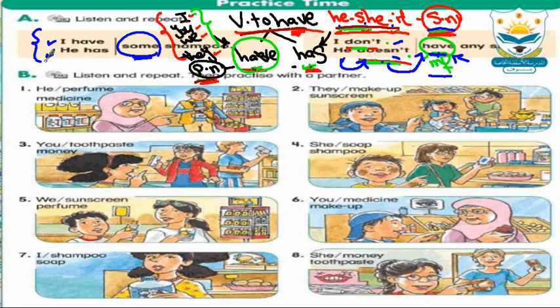Another example: it says I don't have. Why should we use don't? Because there is I. And we said don't, we use it with I, you, we, they, or any plural noun. But doesn't, we use it with he, she, it, or any singular noun. He doesn't have any sunscreen, for example. Okay? Why should we use any here? Because these sentences are in negative. Because these two sentences, fourth year students, are negative. These two sentences are in the negative.